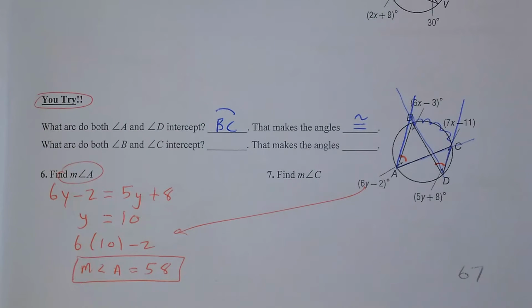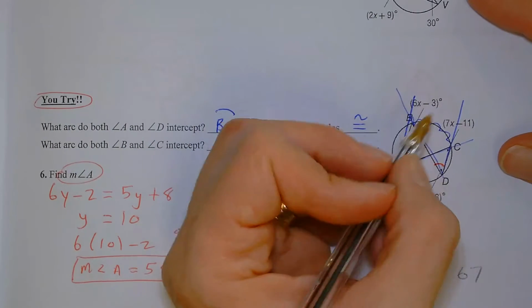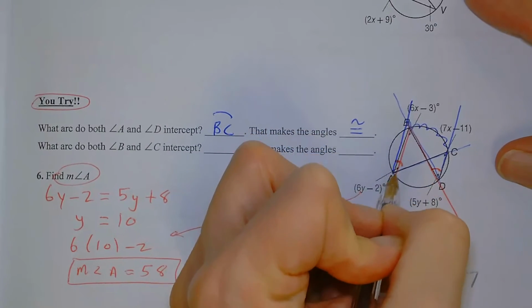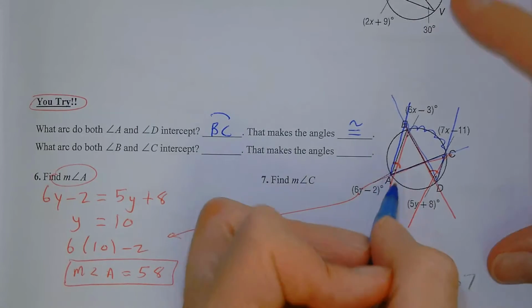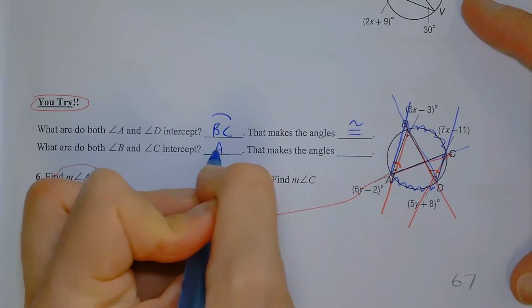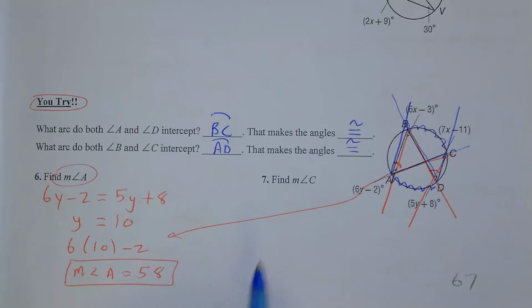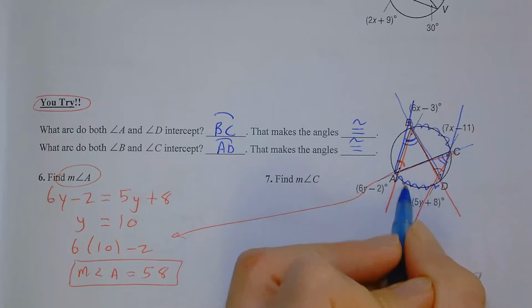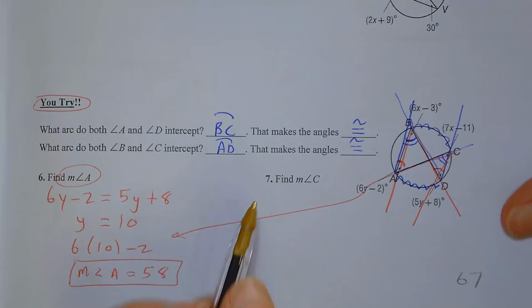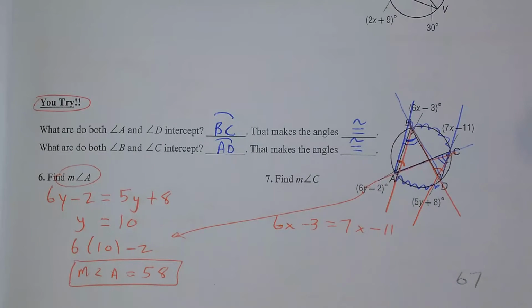Okay, so now let's look at this other one. It says, what arc do both B and C intercept? Okay, so let's look on the other side of the triangle. Let's extend angle B, and let's extend angle C. They both intercept this arc right here, arc AD. That means those two angles will be congruent. So I'm going to set up the equation. We're not going to solve it, but we know that B and C would have to match each other because they both intercept the same arc. So you would set 6x minus 3 equal to 7x minus 11, and you would solve.